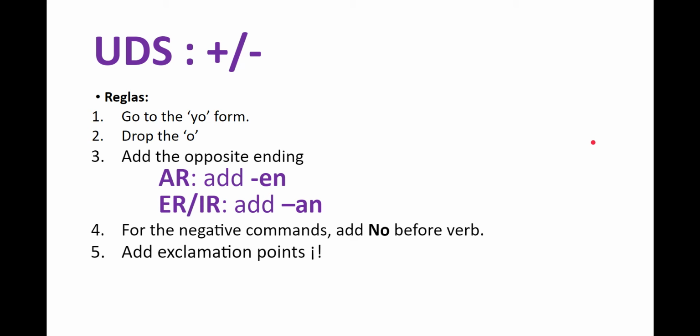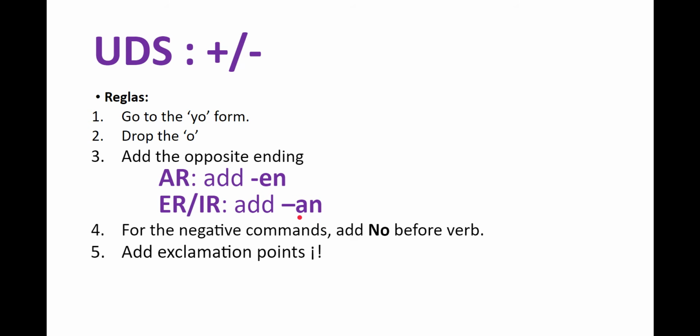We are very lucky that the ustedes, you all, commands follow the same 5 rules that the usted commands do. Same 5 rules with a little tweak. Your first rule is to go to the yo form in the present tense. Step 2, drop the O. Step 3, add the opposite ending. Our opposite endings here for an AR verb are EN, ER, IR verbs end in AN. That N should look familiar.